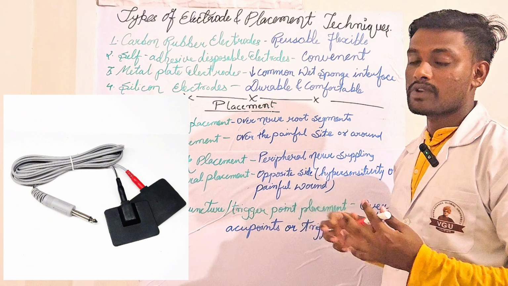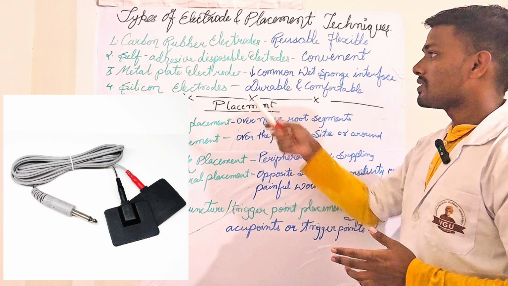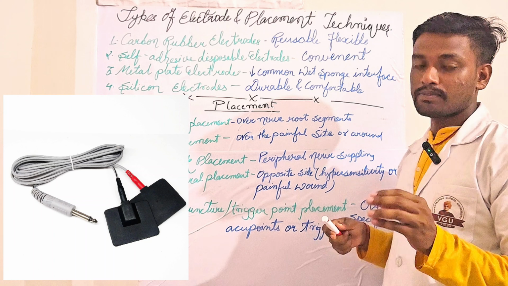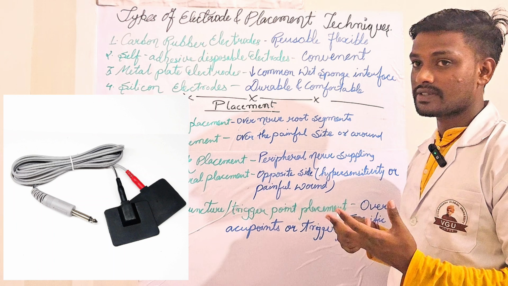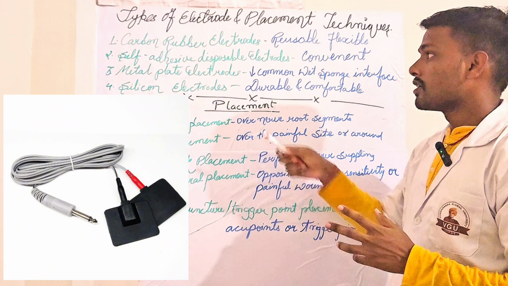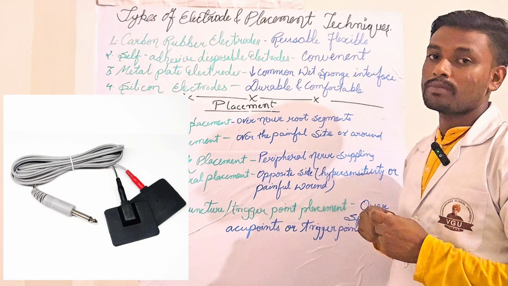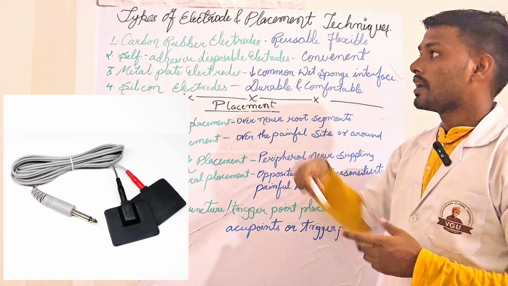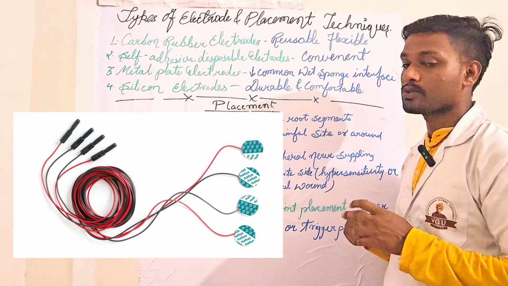You can see the diagram on the screen. So why is it important? The carbon rubber electrode plates do not cause much burn over the skin or hypersensitivity over the skin area. It is reusable and flexible. Most hospitals and clinics prefer carbon rubber electrodes. Second one is self-adhesive disposable electrodes.